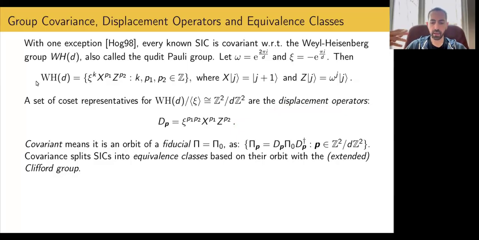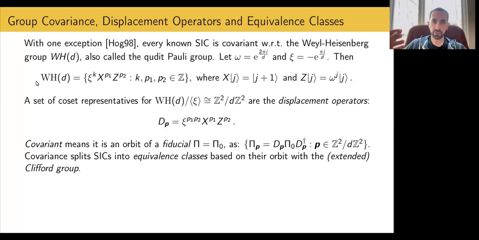So when I say that a SIC is covariant, what I mean is that I can find a single rank 1 fiducial vector, a fiducial projector, which is some specific rank 1 object, and I can generate all of the other objects in the SIC as the orbit under the conjugation action by these displacement operators. So I just do all of the different translations by shift and by phase, and the group orbit under this conjugation action, acting on this initial one, which is the fiducial, generates the SIC.